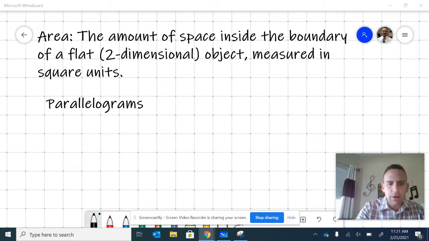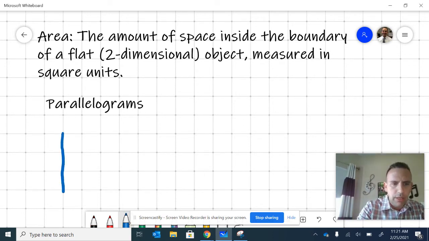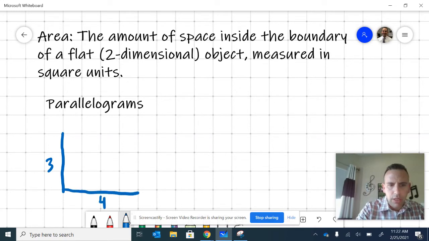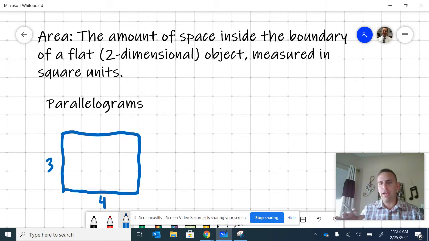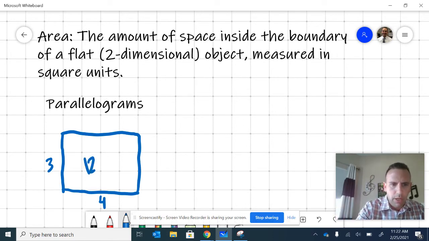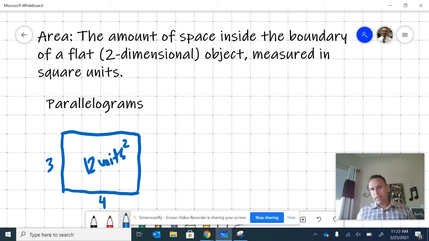So if we think about a rectangle, once again, and let's say we have a rectangle that's 3 units high, 3 squares high, and 4 units wide, then it would be easy to calculate the number of square units inside because we have 3 rows of 4, or you could say 4 columns of 3. And it becomes 3 times 4. This would be 12 square units. All right. If we had inches or feet, we could apply it to that.